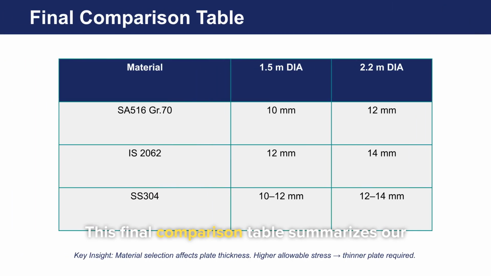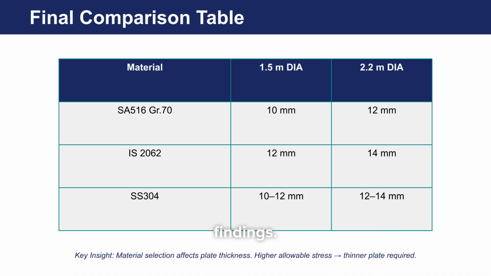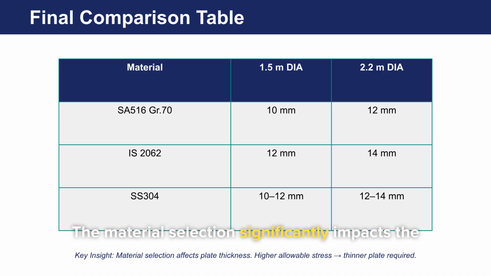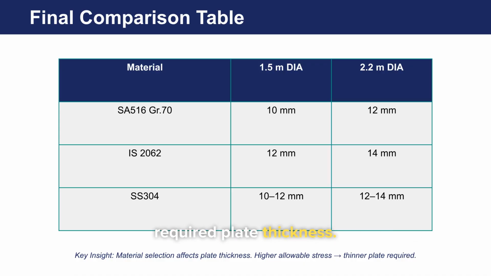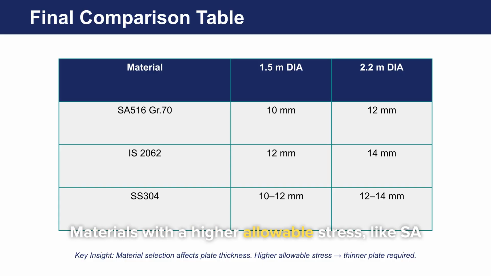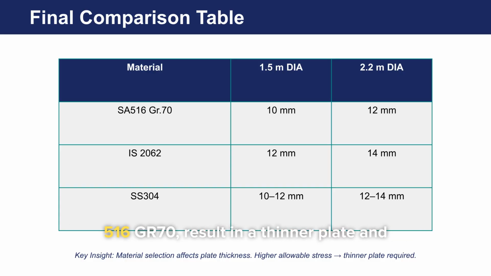This final comparison table summarizes our findings. The material selection significantly impacts the required plate thickness. Materials with a higher allowable stress, like SA516GR70, result in a thinner plate and potential cost savings.